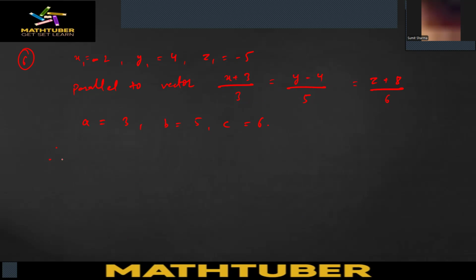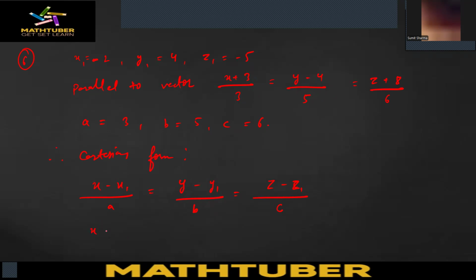So therefore, the Cartesian form, because we only want to find out the Cartesian form, is given by (x minus x1) upon a is equal to (y minus y1) upon b is equal to (z minus z1) upon c. And also you have to check whether the given Cartesian form is in the standard form or not. You have to check the numerators and denominators, everything, for plus and minus signs, obviously.